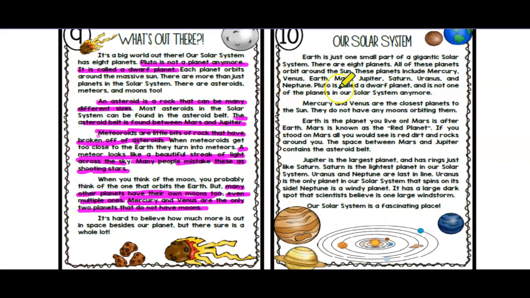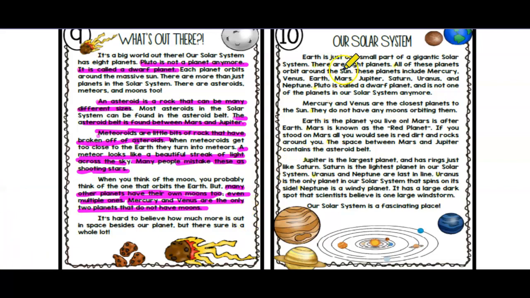Now it's time for you to pause the video, boys and girls, and read the passage, Our Solar System, on your own. And write down the key details that you learned on your Venn diagram. Then unpause the video and let's see which key details we have that match. Have fun reading.